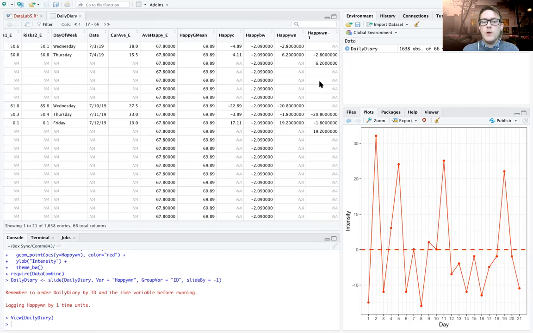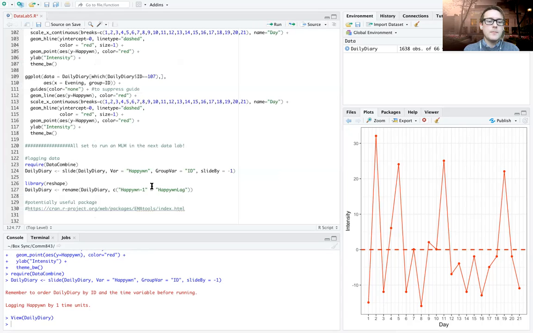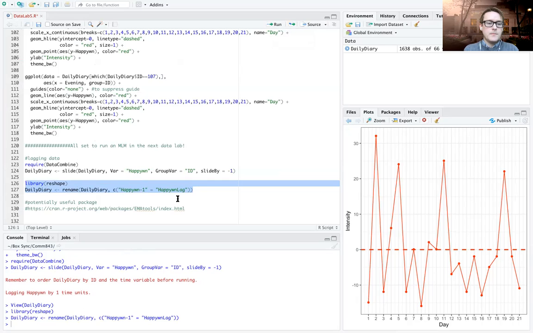It can take a little while to wrap your head around what the appropriate lag will be, depending on the type of data you have. But my suggestion is to always run the code, look at your data, make sure it's doing what you think it's doing. This happy within -1 isn't the nicest naming convention. So I like to rename this to say happy within lag, for example.